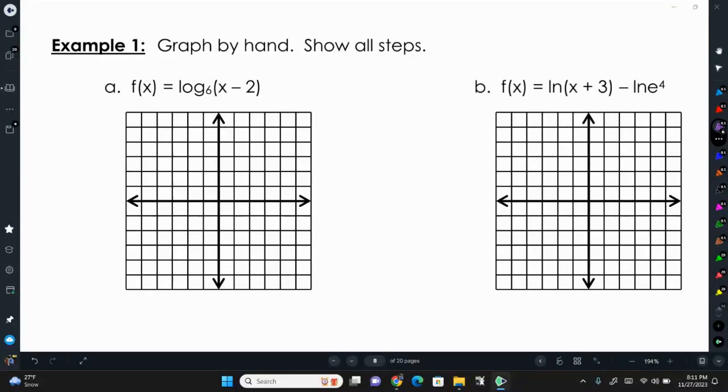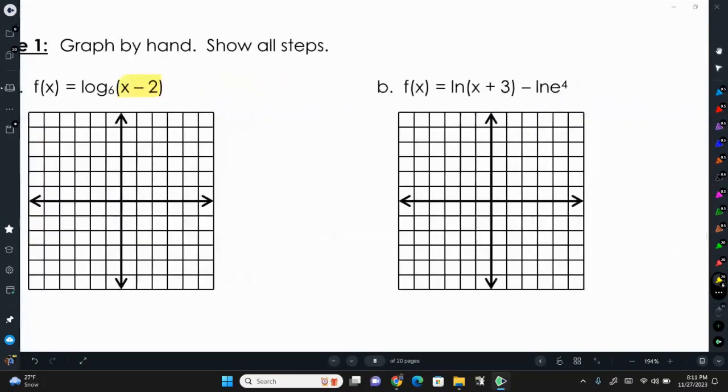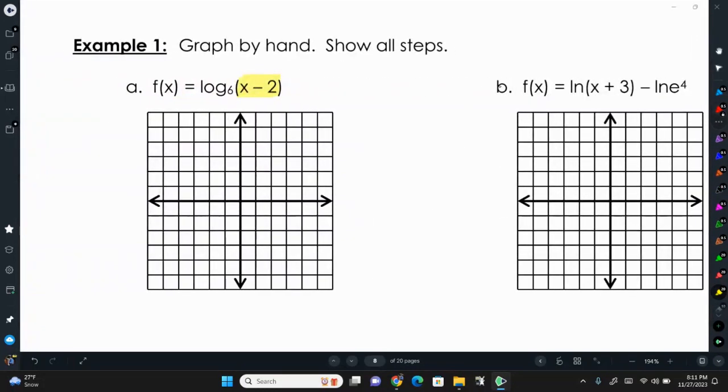All right, so we have f of x equals log base 6 of x minus 2. So this right here, the inside of this log, that is what's being logged. And to get the domain, we want that to be greater than 0. So we add 2 to both sides. Our domain is going to be x is greater than positive 2.